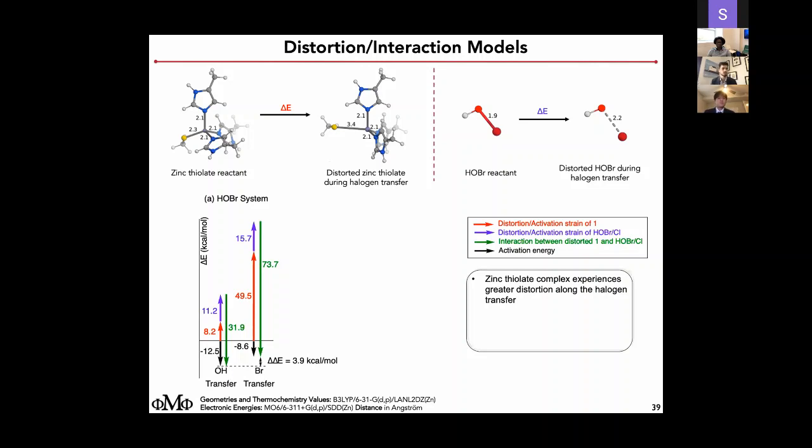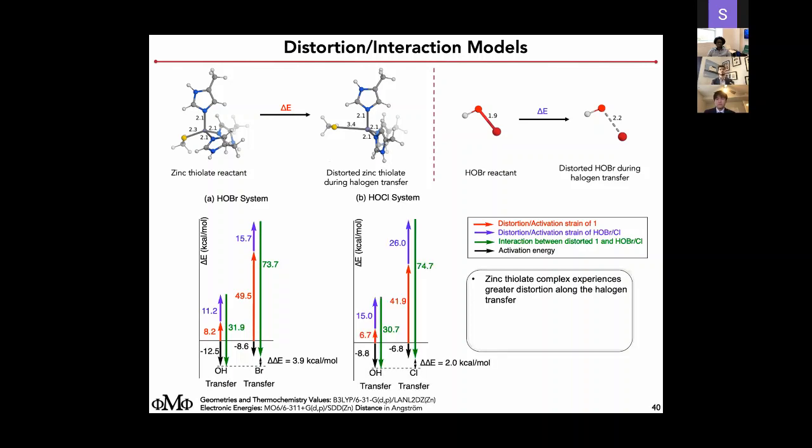So we also wanted to do this for that of the Cl transfer. And I want to highlight, we see the same relationship occur, where again, compared to the OH transfer, the Cl transfer must undergo much greater distortion of the zinc thiolate complex to receive that halogen as its transfer group.